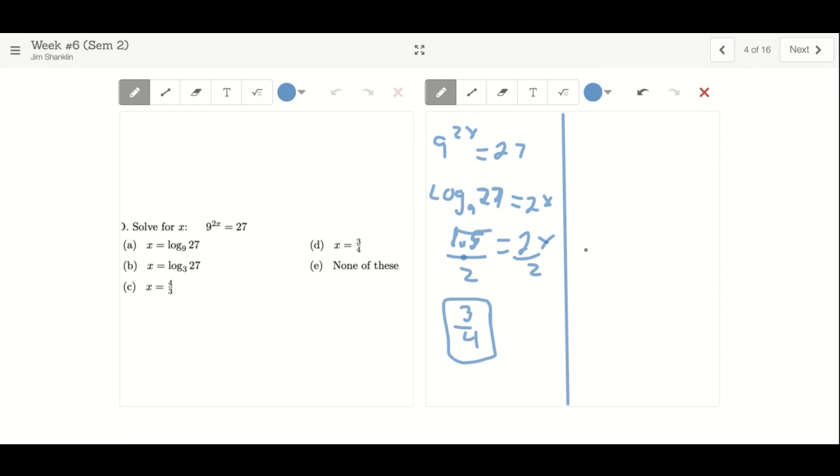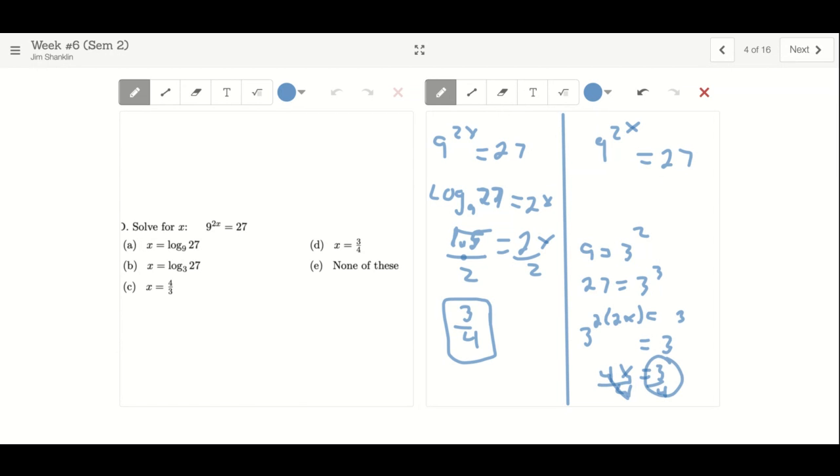That's one method. Now the other method I could use is I could get common bases. Because 9 is equal to 3 to the second, right? And 27 is equal to 3 to the third. So I can rewrite 9 as 3 to the second, but I still have that 2x there, is equal to 3 to the third. Well, the bases are the same, so the exponents are equal. So 2 times 2x, that's 4x, is equal to 3. Divide through by 4, and I end up with x equals 3/4. I get the exact same answer.